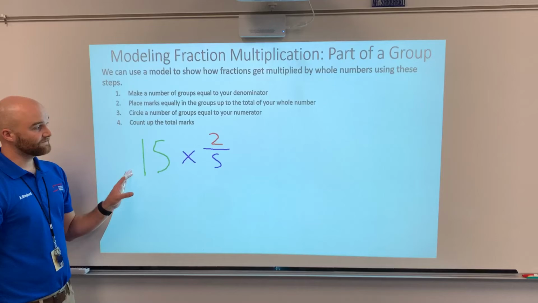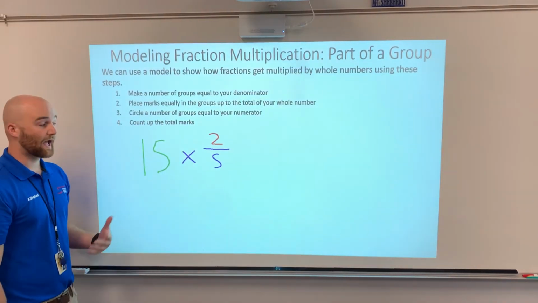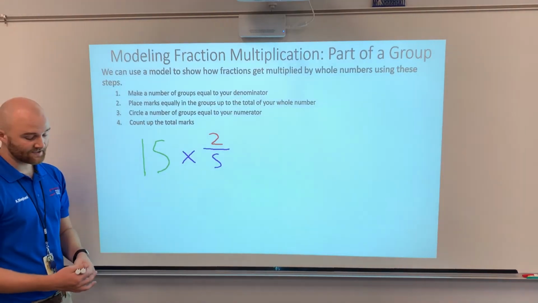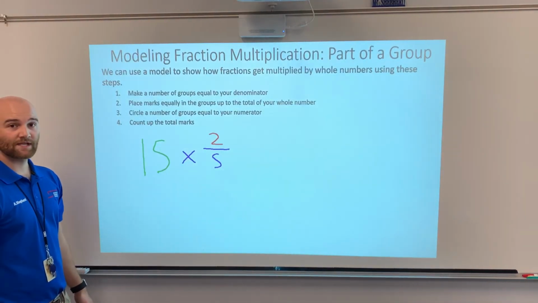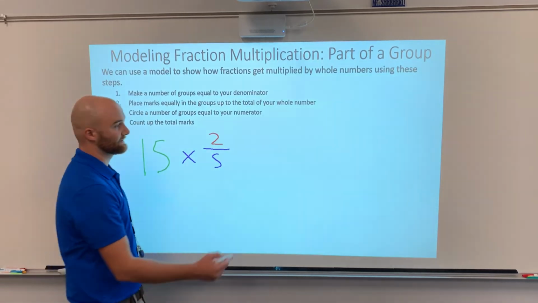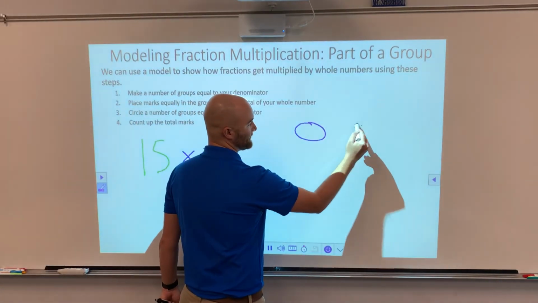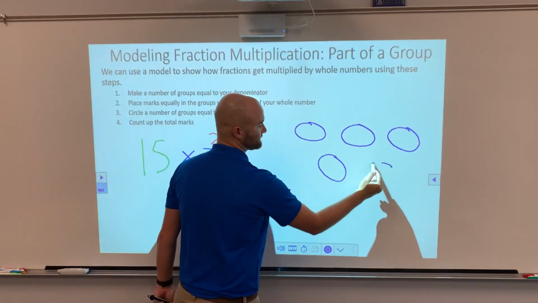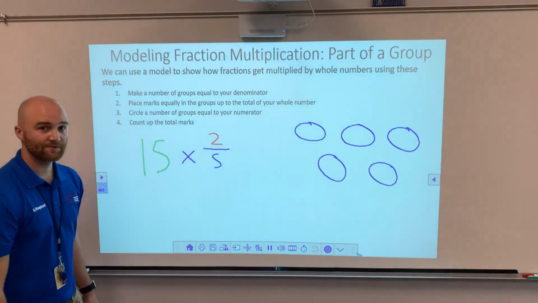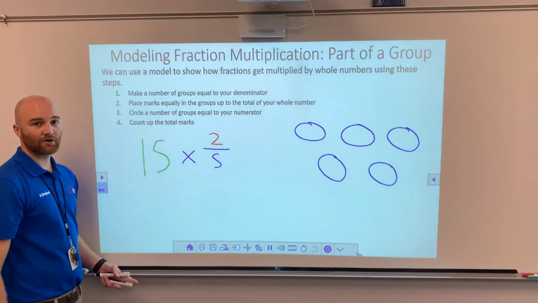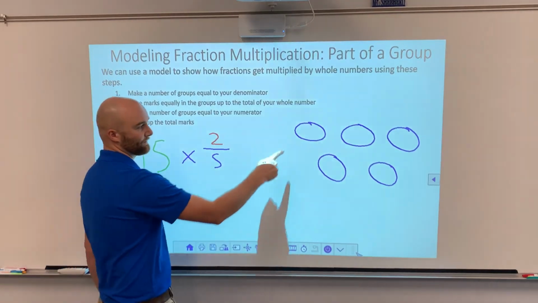All right, 15 times 2/5. What I'm going to do is say, first, I see 5 as my denominator. That's how many groups I need to make. Because I did columns last time, let's try circles this time. I've got 1, 2, 3, 4, 5 groups, or 5 circles. Then I'm going to fill in 15 marks equally into those circles.